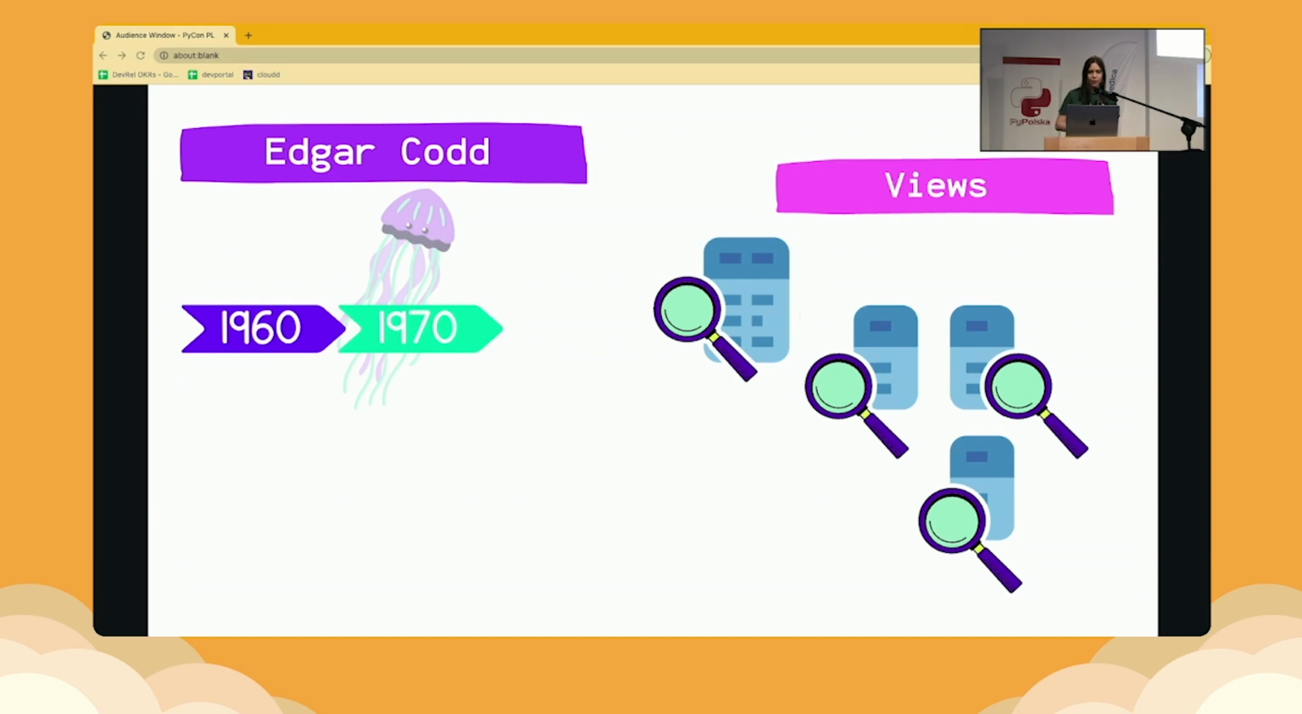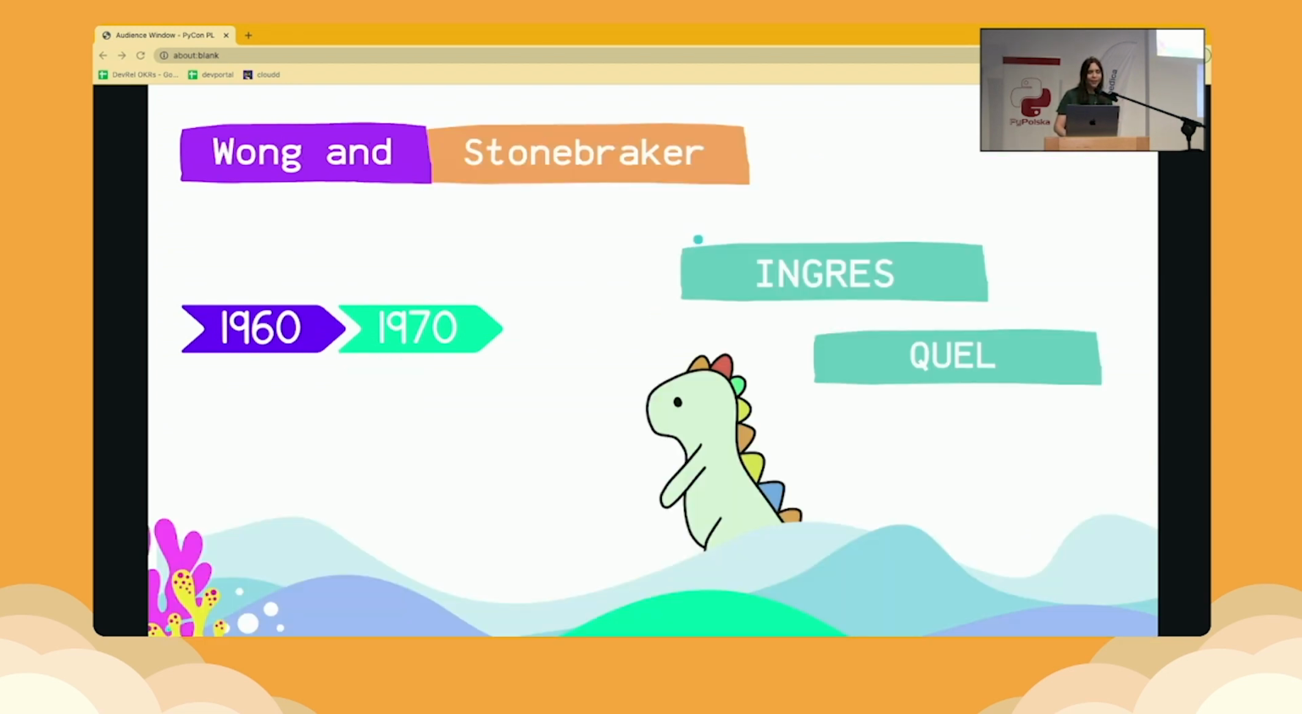Another thing that was there was also the views. So whatever the tables were, they could be presented to people in different ways. Even though you could not update it, you could still have these views of different tables. This was what the theory is.